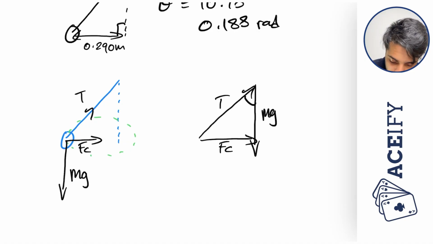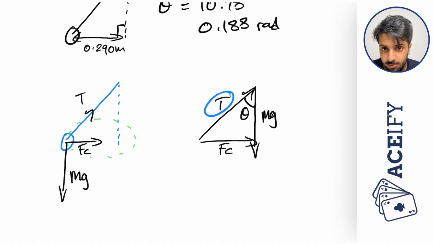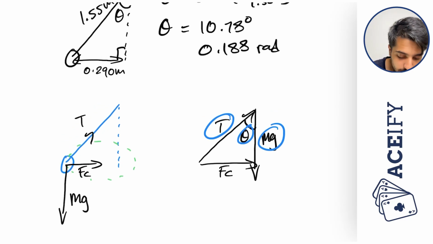And we know that this angle right here is our theta. So as stated in the question, we're trying to find our tension force. We know our weight force, we can find that out. We have the mass of the bob, and we obviously know the acceleration due to gravity is 9.81. And we also have our theta, because we found it up here.